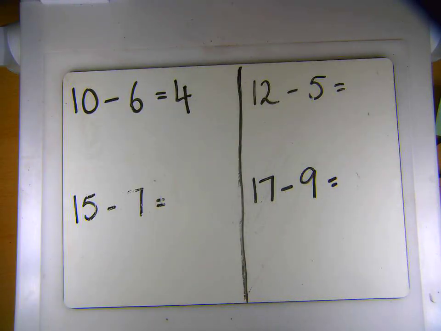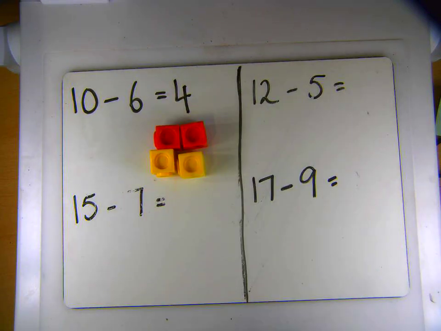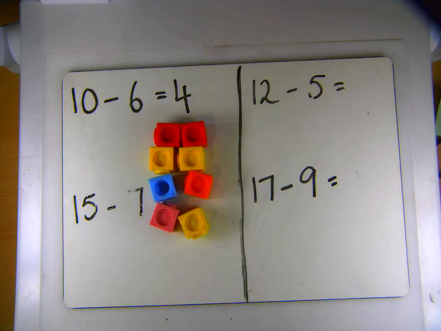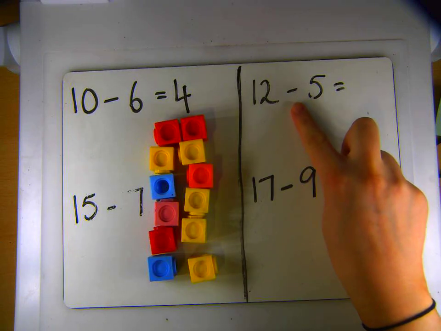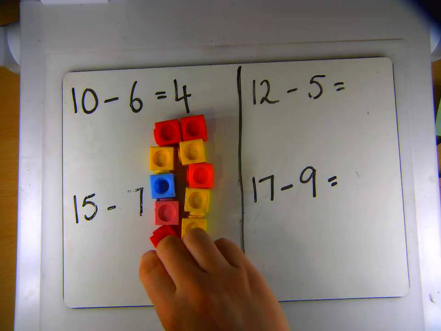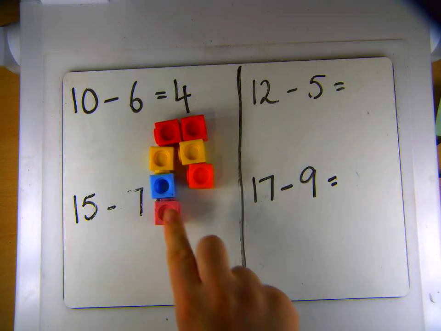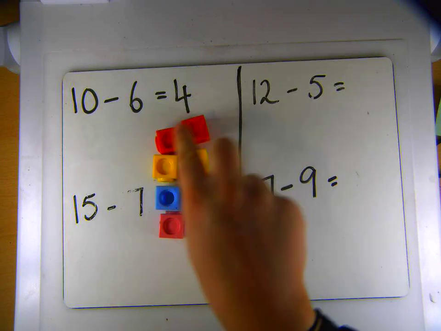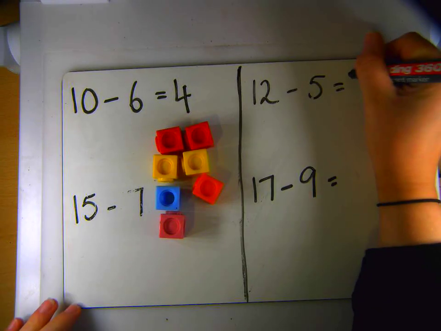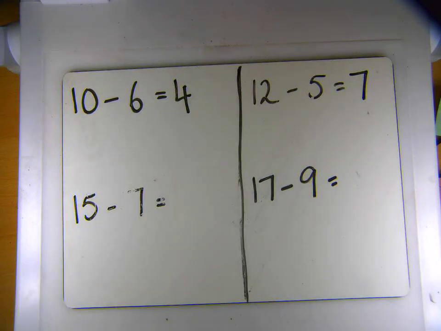Let's have a look at 12 minus 5 as well over here. Same concept. I'm going to look at my bigger number, which is 12, and I'm going to count out 12 cubes. I've got 4, 6, 8, 10. And then my number sentence here is telling me that I need to take away 5. So I'm going to physically take away 5 of them. 1, 2, 3, 4, 5. And I've been left with 1, 2, 3, 4, 5, 6, 7. So my number sentence is 12 take away 5 equals 7.